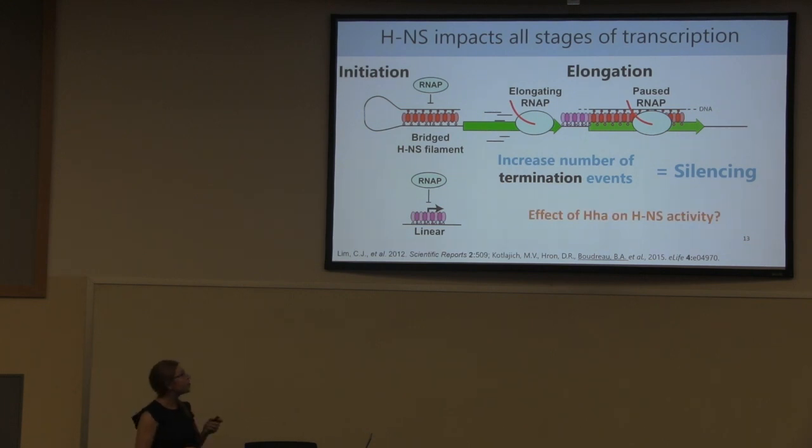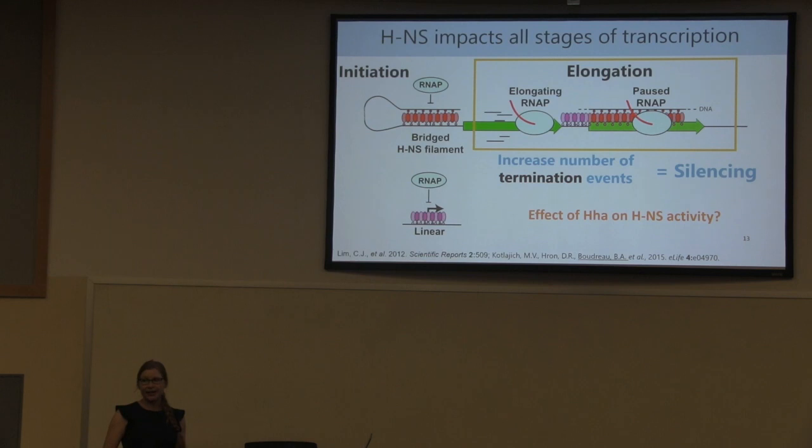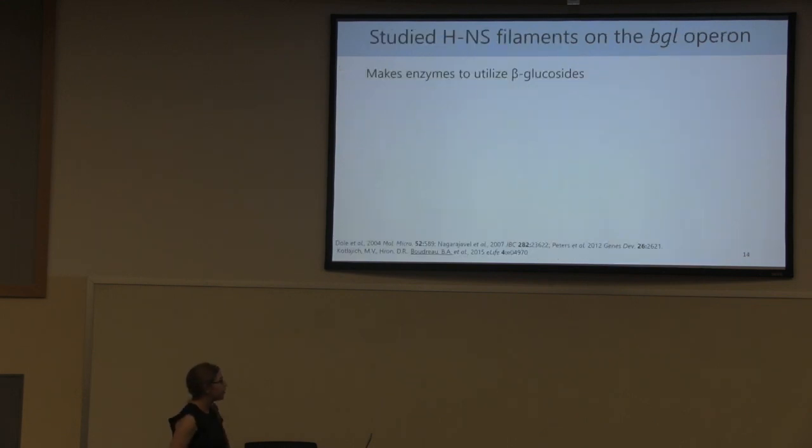And so, like I mentioned, Matt, a previous postdoc, had investigated the effects of these filaments on elongation, and so I wanted to use the same assay to ask what this Hha-HNS mixed filament might be doing to RNA polymerase. So to do these experiments, we wanted an example operon that HNS might be regulating. And the bgl operon was a really good option for us. This operon typically is used to make enzymes so the cell can utilize beta-glucosides as a nutrient source.